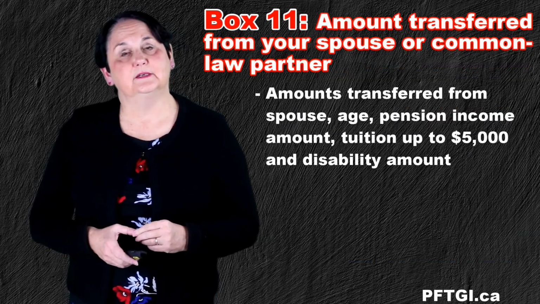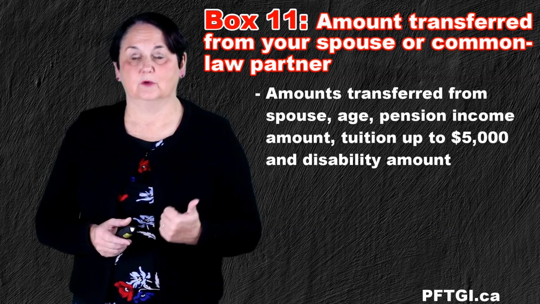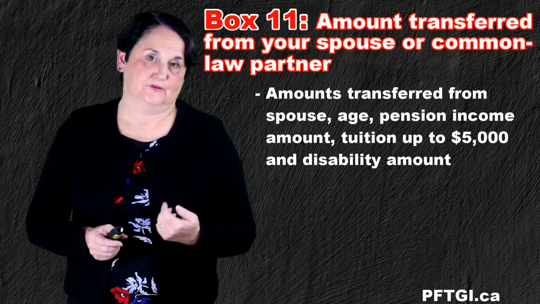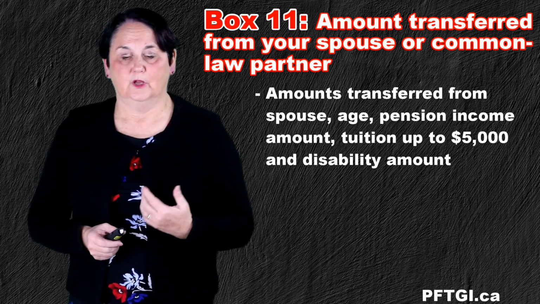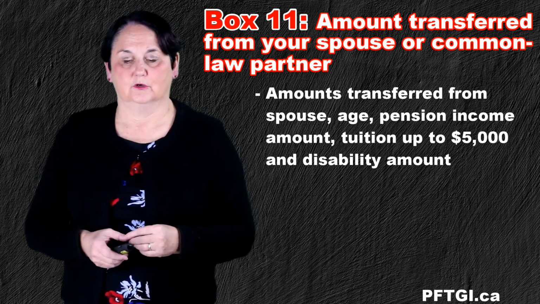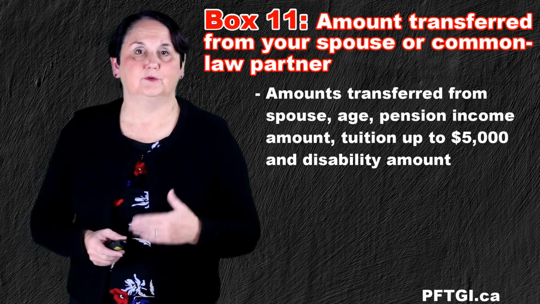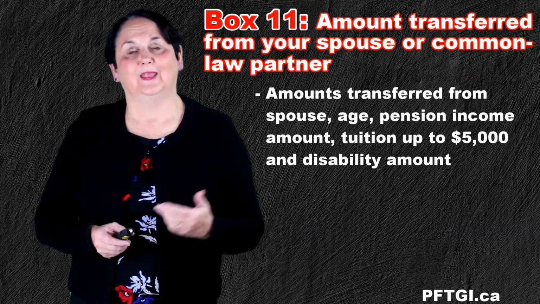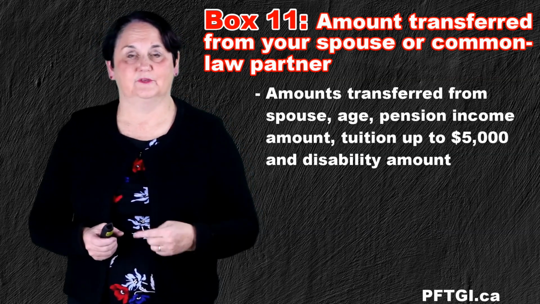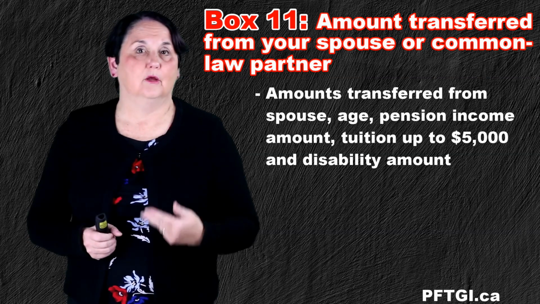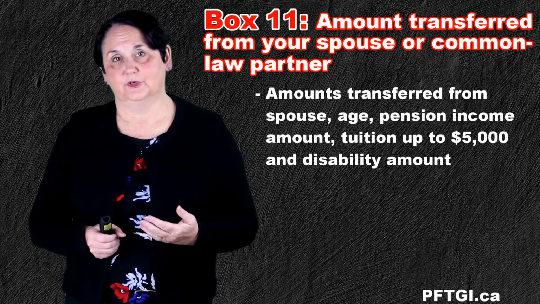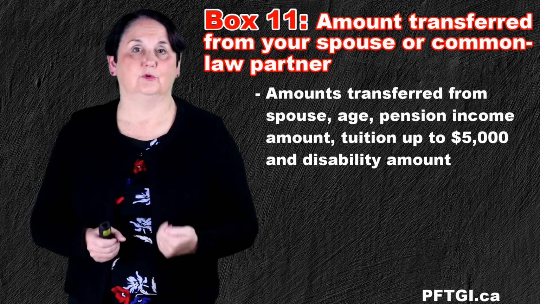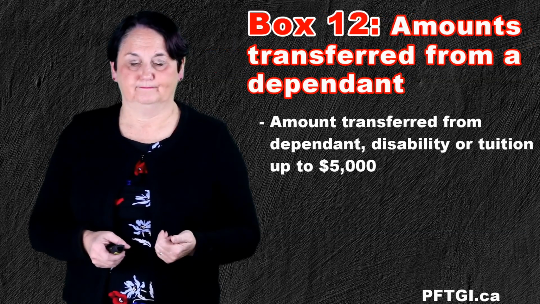Box 11 is an amount that you can transfer from your spouse, either the age exemption, which we talked about earlier, the pension income amount, the $2,000, and tuition up to a maximum of $5,000, and the disability amount. So if you have a spouse who doesn't need to use their age, pension, disability, or tuition, then you can claim that, and you would figure out that amount in box 11.